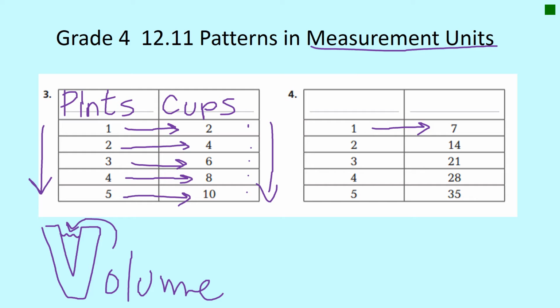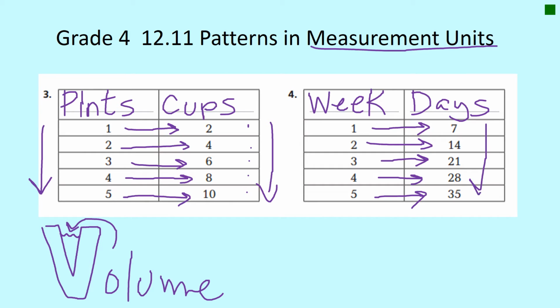Oh, this might be the one that's not even on your sheet. I bet you know it though. 1 week equals 7 days. So 2 weeks equals 14 days. 3 weeks is 21 days. 4 weeks is 28 days. 5 weeks is 35 days. And if you look down this way, do you notice it's just the multiples of 7 going down? 7, 14, 21, 28, 35. That's why this is patterns in measurement, right?